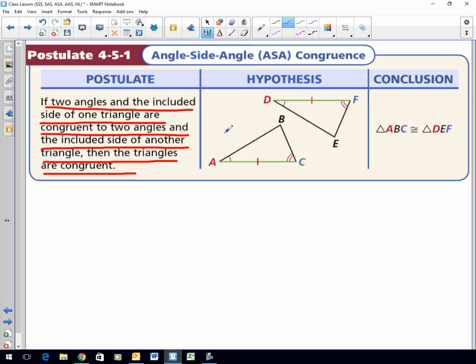In angle, side, angle, a single side is included between two congruent angles. In side, angle, side, a single angle is included between two congruent sides. Angle, side, angle, and side, angle, side. Think about how the word included is used in both of those.